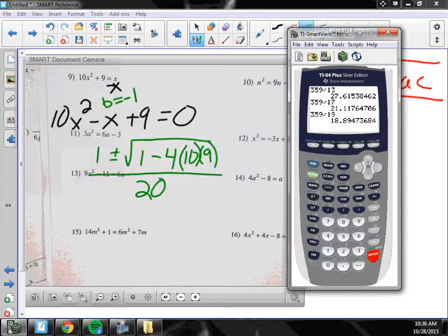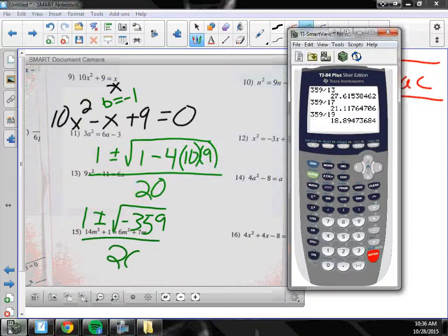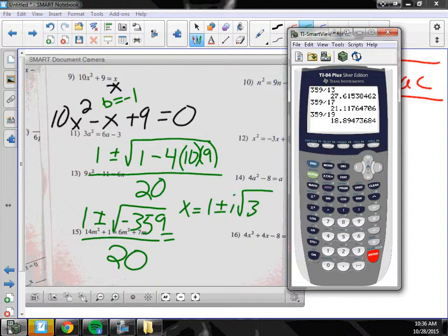But there is one thing I can take out. The negative. What does the negative become? I. So the answer is x equals 1 plus or minus i root 359 over 20.